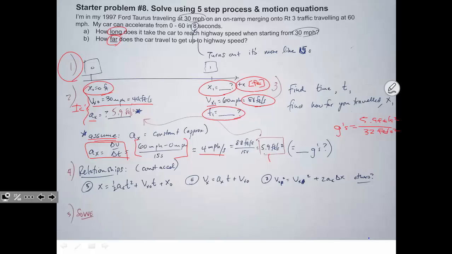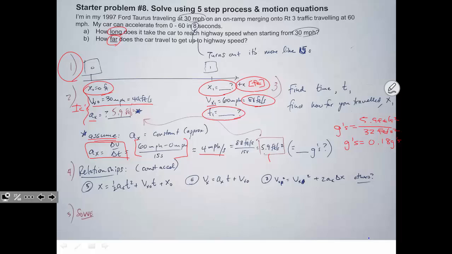So let's go ahead and plug in our numbers. My final velocity, what is it? We said it's 60 miles per hour, 88 feet per second, squared, equals 44 feet per second, squared, plus twice my acceleration, which is twice 5.9, times my change in position. All right, so I can just do some subtraction here. I've got 88 squared minus 44 squared, divided by 2 times 5.9.